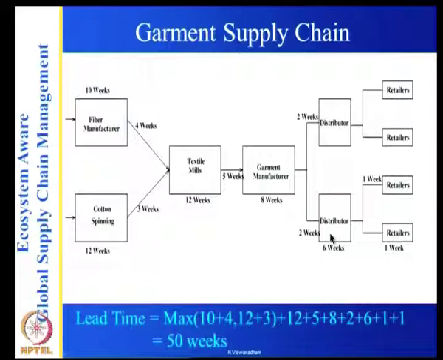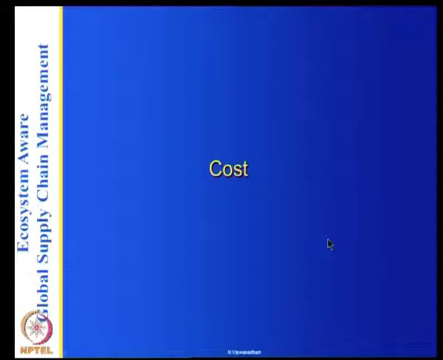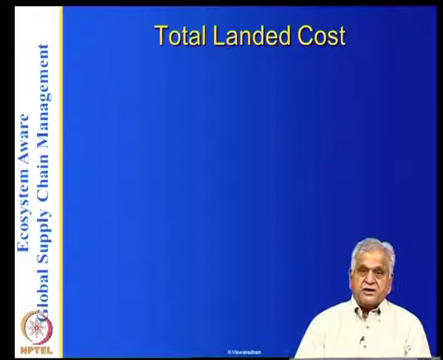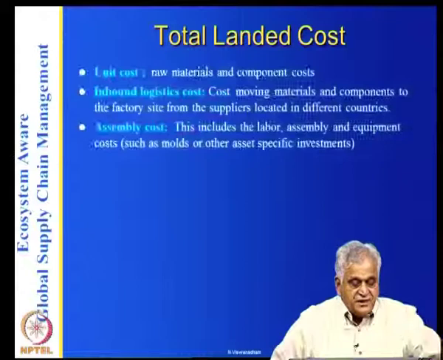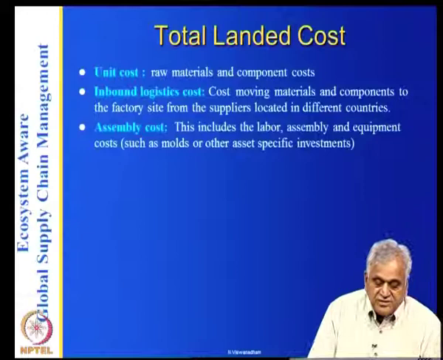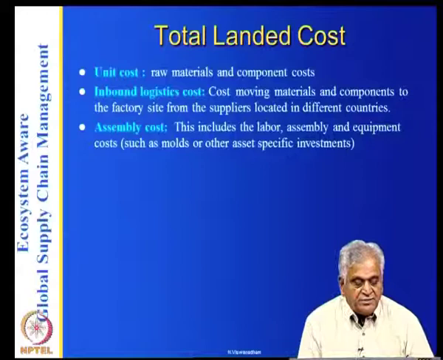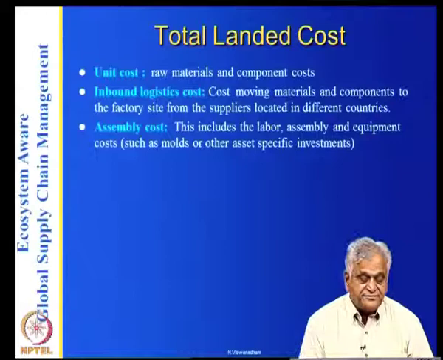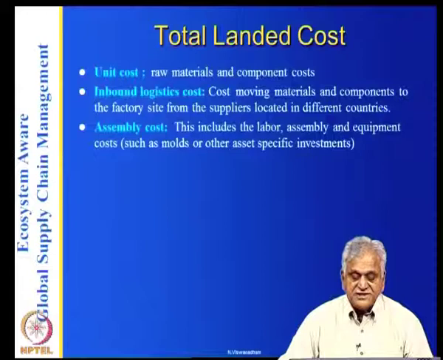So, let's look at the cost here. What is the total landed cost that is involved in this? The total landed cost is the unit cost, that is the raw materials and the component cost, and inbound logistics cost, the cost of moving materials and components to the factory site from suppliers located in different countries. And the third one is the assembly cost. This includes labor, assembly and equipment costs such as molds and other such specific instruments.